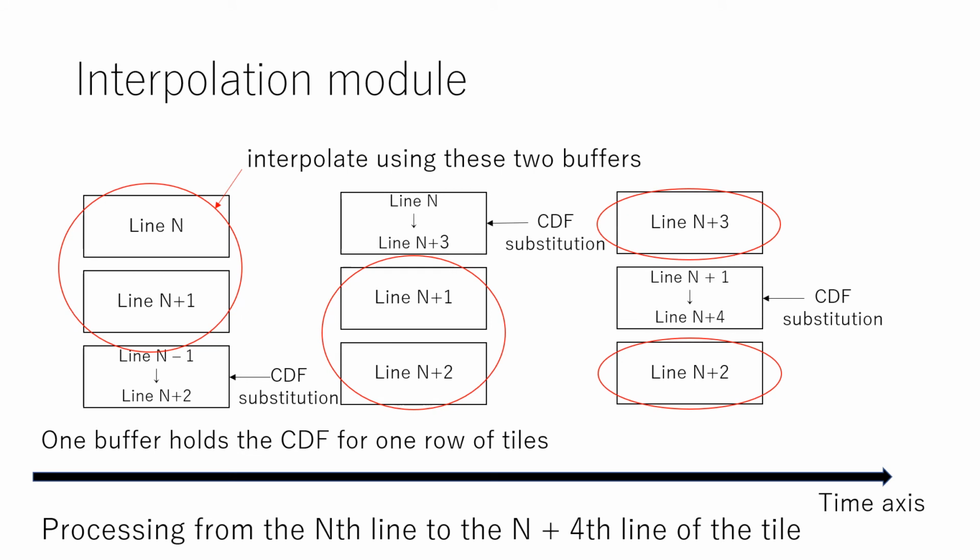Next, interpolation. To reduce latency, it is important to start the interpolation as soon as possible. To do that, we prepared 3 buffers and revised the calculation method according to the procedure shown in the figure. This figure shows how to process pixels from line n to line n plus 4 of tiles. Each buffer holds the CDF for one row of tiles. Two buffers are used to interpolate pixels. Meanwhile, the remaining buffer is assigned the subsequent CDF. As a result, the interpolation module can start processing without waiting for the CDFs of all tiles to be completed.